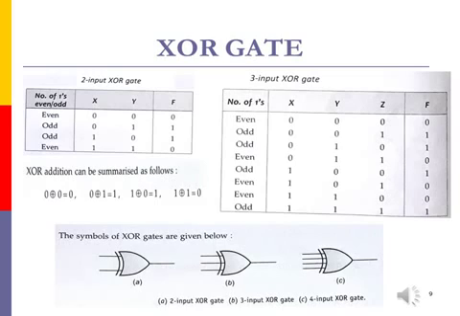It can be summarized as if you want to perform XOR addition. If you are adding 0 and 0, it will produce the result as 0. If you are adding 0 and 1 with the help of the XOR gate, it will produce the result as 1. If you are adding 1 and 0, it will produce the result as 1. If both the inputs are 1, it will produce the output as 0.